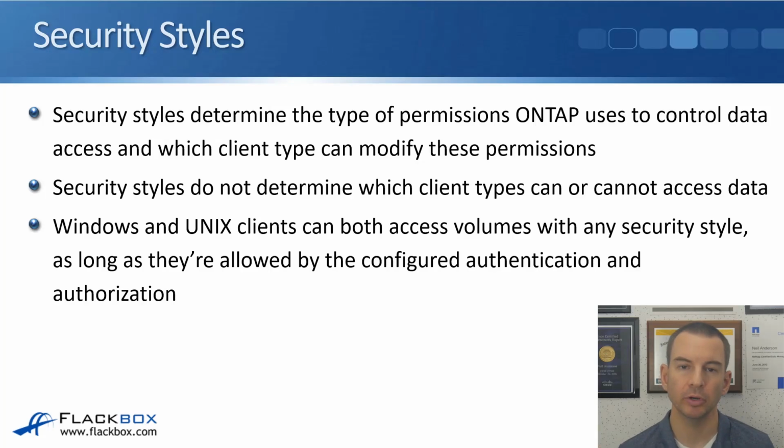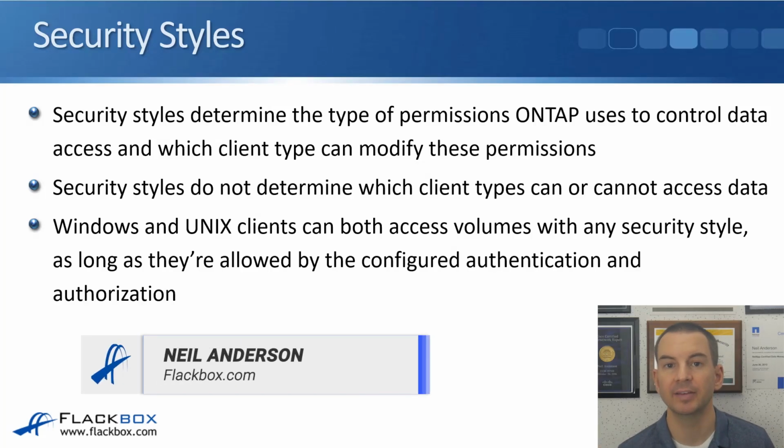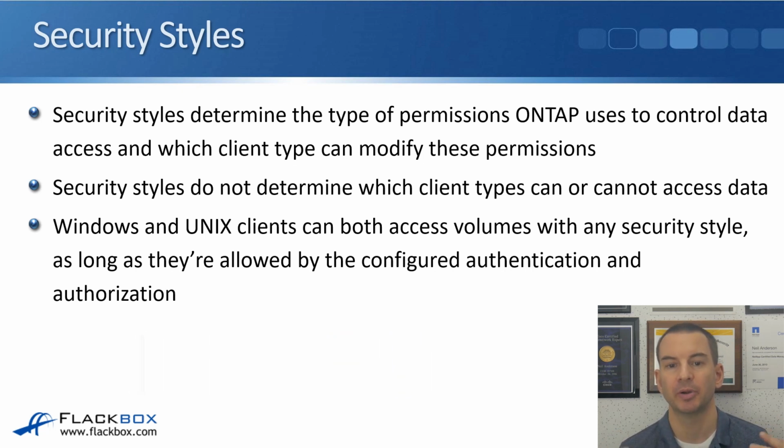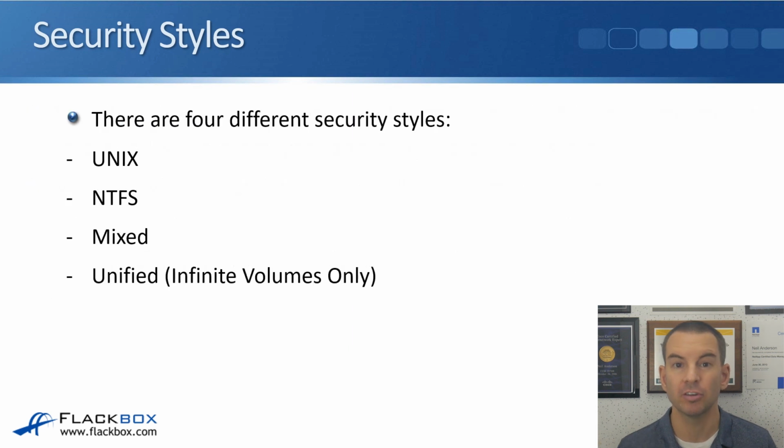To understand multi-protocol, the first thing that you need to understand is security styles. The security styles determine the type of permissions ONTAP uses to control data access and which client type can modify those permissions for our NAS protocols. Security styles do not determine which client types can or cannot access data. Both Windows and Unix-based clients can access volumes with any security style as long as they're allowed by the configured authentication and authorization. So let's see what the security styles are.